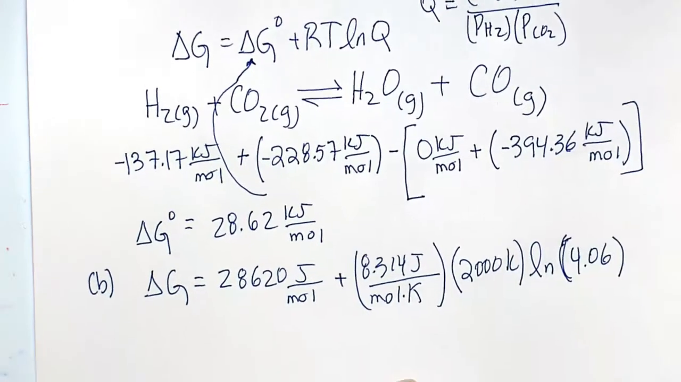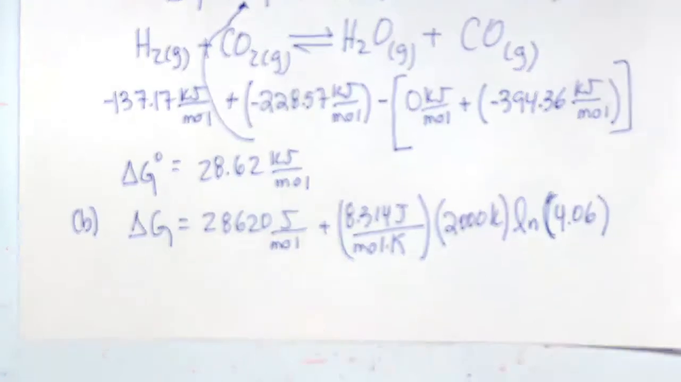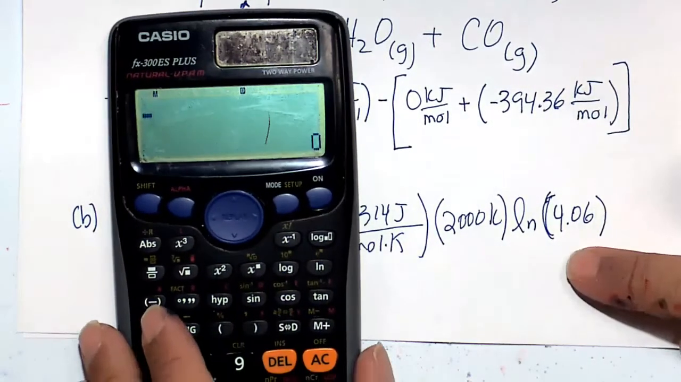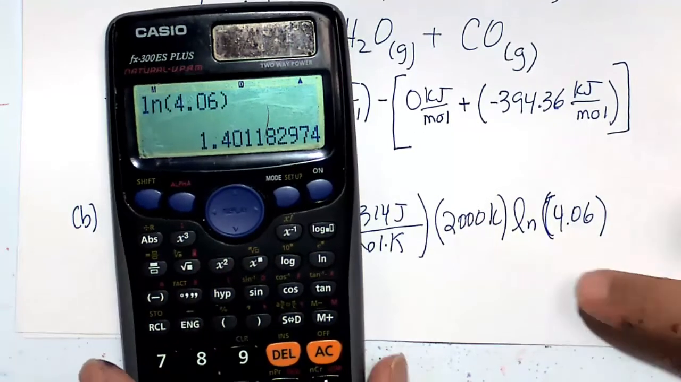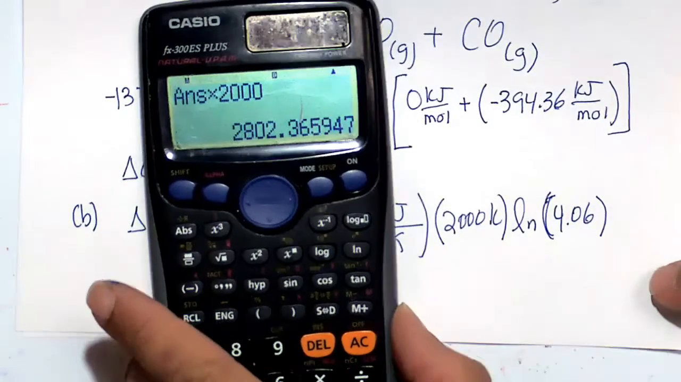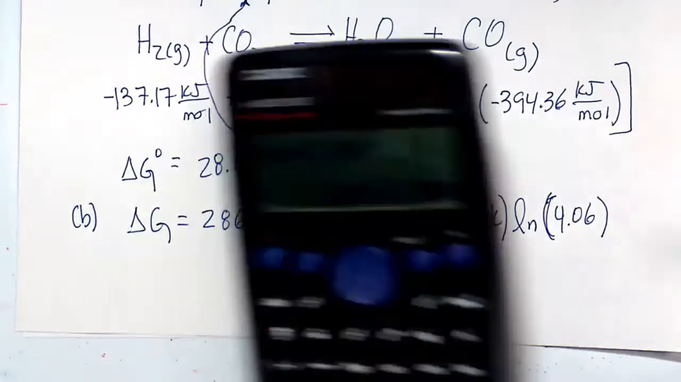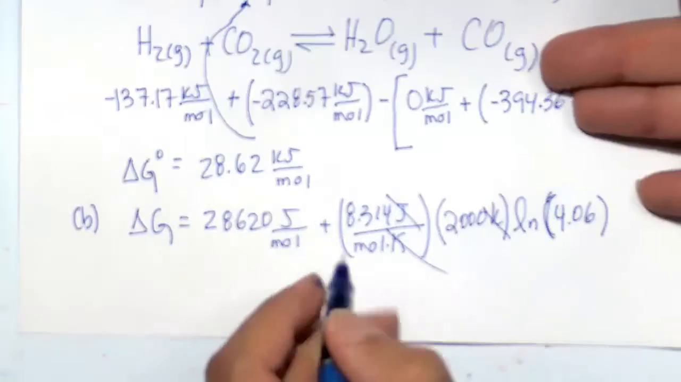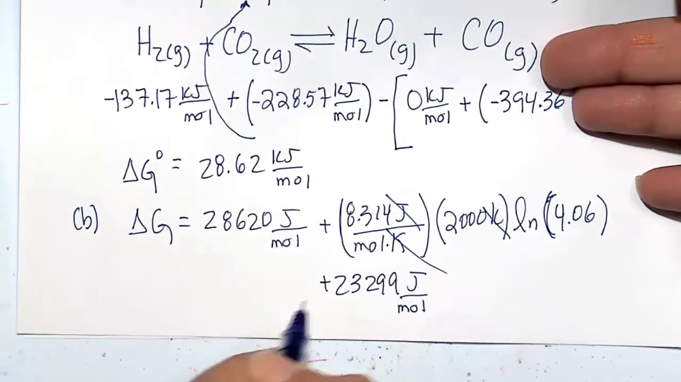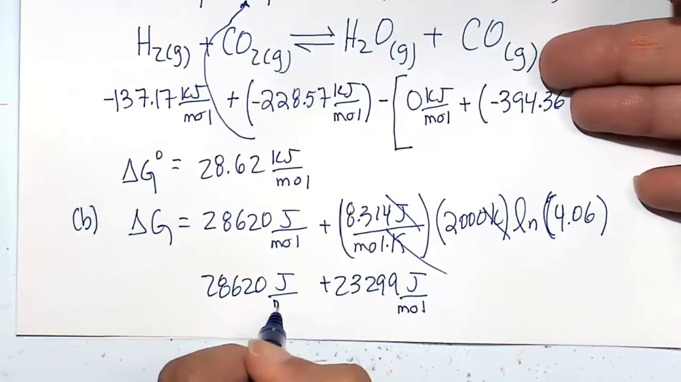So this will be our answer to this problem. This is our Nernst equation application, calculating free energy changes under non-standard state conditions. So natural log of 4.06 times 2,000 K times 8.314 gives us about 23,299. The Kelvin cancel. So 23,299 joules over mole plus the 28,620 joules over mole here.